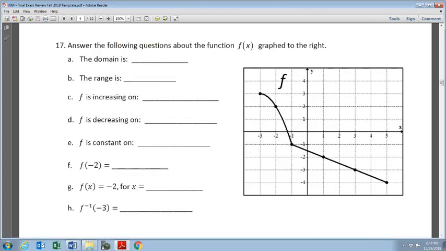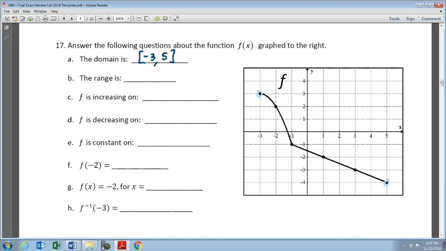Let's move on to 17. So it says, answer the following questions about the function f of x graphed to the right. First of all, we have to find the domain. So to find the domain, we go from the leftmost point to the rightmost point, and we look at x values. So there's my leftmost point, and the x value there is -3. And that point's on the graph, that's why I'm using a square bracket. And then we go to the rightmost point, which is right there, and at that point x is 5.